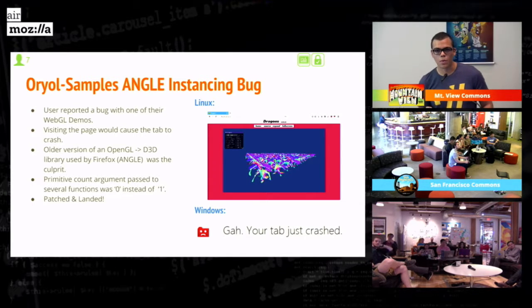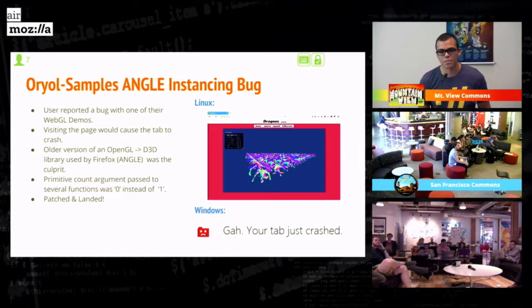But anyway, on Windows, when you tried to visit this page, it would just crash completely. But it worked on all the other platforms we tested. And eventually, we narrowed it down to a bug in a library we used called Angle, which converts OpenGL calls to DirectX calls on Windows for improved performance. And essentially what was happening was that a 0 was being passed into an argument instead of a 1. So the 0 basically told Angle that instead of one instance of a dragon being rendered, there was no instancing going on at all, which was causing some sanity checks in it to fail, causing the page to crash.